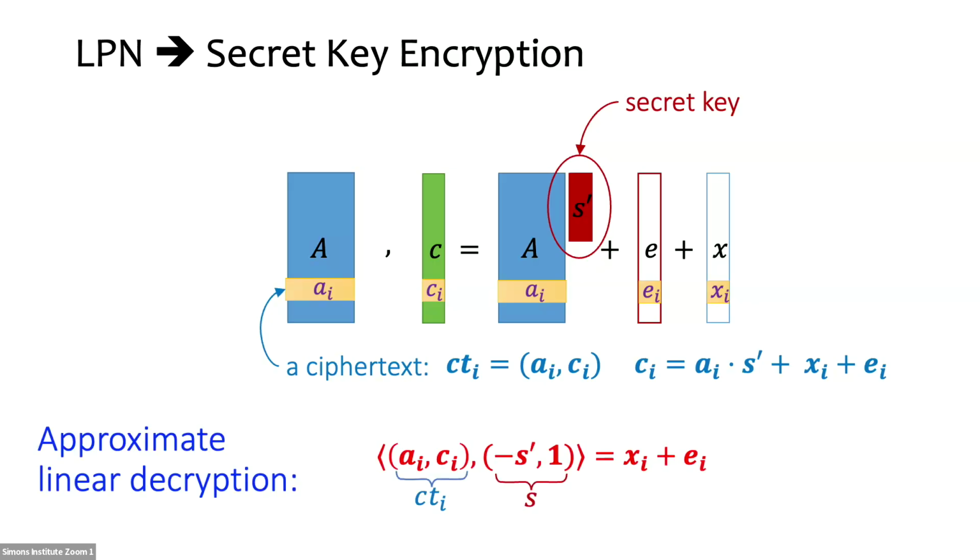The feature of this encryption, similar to LWE-based encryption schemes, is that it has approximate linear decryption. The inner product between this ciphertext i and this vector s, which is minus S prime concatenated with 1, will give me the right encoded element x_i perturbed with some noise, which is only non-zero with a very tiny probability. So most of the time, it actually just returns the right output x_i.